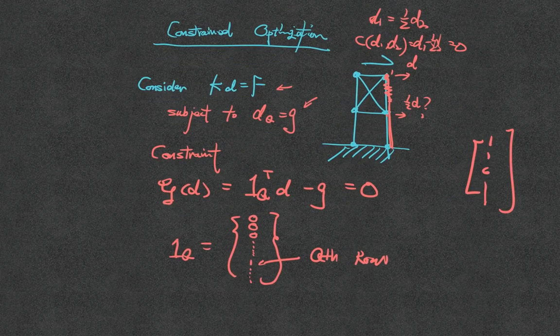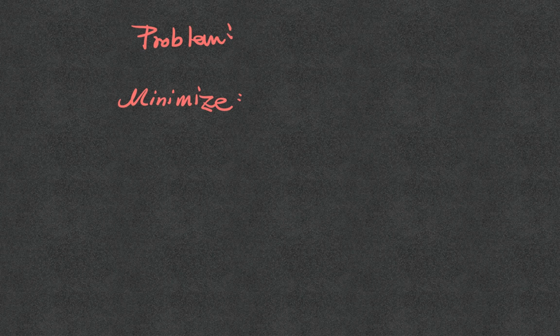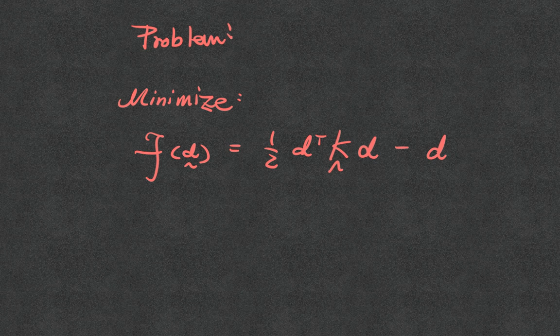Now, let me formulate the problem in a Hamiltonian, in a variational form. In this case, the problem would be the following. I want to minimize the following thing. This is a scalar function that takes d as a vector, and I write 1/2 d^T K d minus d^T f. The original governing equation is Kd equals f. K is a matrix and is symmetric.